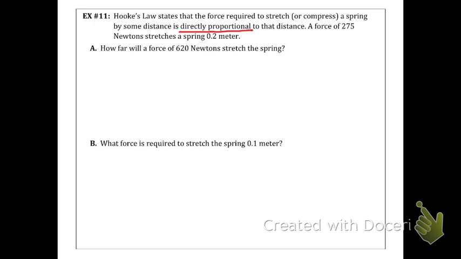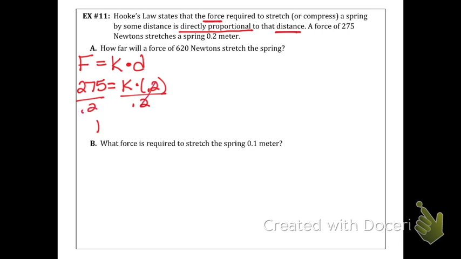All right, so what is directly proportional? The force. So F equals K, directly means times, the distance, so D. Then it tells us the force of 275 stretches a spring 0.2 of a meter, so you know your distance is 0.2. Divide by 0.2, you'll find K equals 1375.